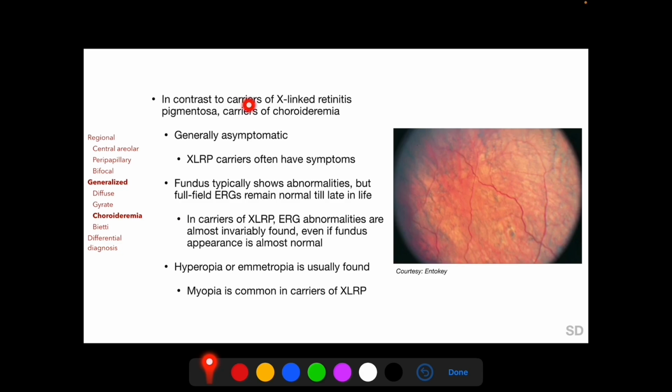In contrast to carriers of X-linked retinitis pigmentosa, carriers of choroideremia are generally asymptomatic, whereas carriers of X-linked retinitis pigmentosa often have symptoms. Fundus typically shows abnormalities in carriers of choroideremia, but full-field ERGs remain normal till late in life in these individuals. On the other hand, in carriers of X-linked retinitis pigmentosa, ERG abnormalities are almost invariably found even if fundus appearance is almost normal, and hyperopia or emmetropia is usually found in carriers of choroideremia, but myopia is common in carriers of X-linked retinitis pigmentosa.